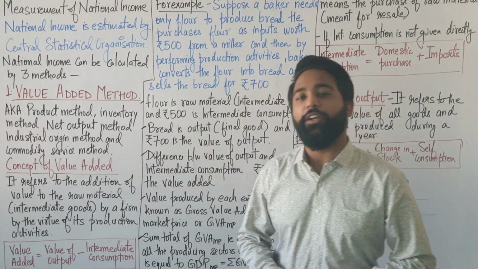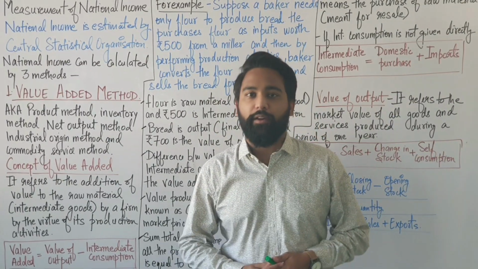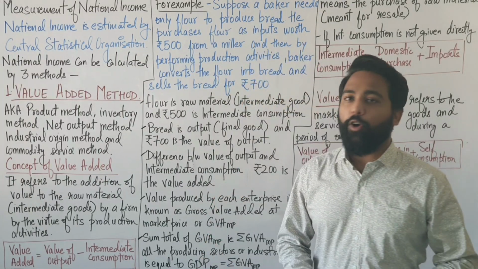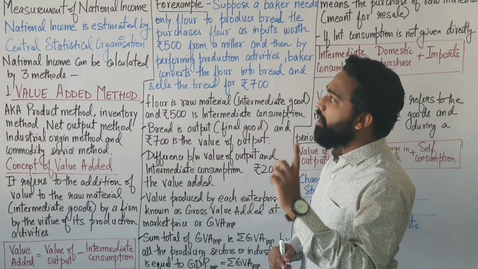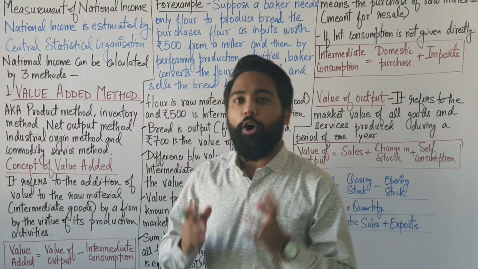Today we are going to continue our third chapter, which is national income of macroeconomics. So today we are going to start the measurement of national income. National income is estimated by the Central Statistical Organization.